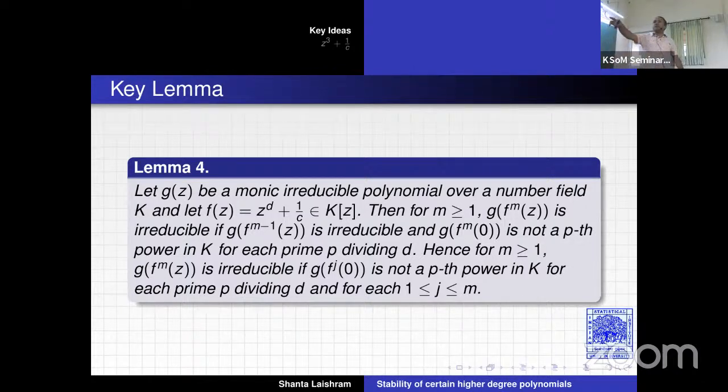So this is irreducible if the previous iterate is irreducible, and not only that, G of F^m_0 is not a P power in K for every prime P dividing T. So this is a key lemma which connects this problem also with the generalized Fermat equation. Hence in particular, for m bigger than or equal to 1, G of F^m_g is irreducible if G of F^j_0 is not a P power in K for every prime P dividing d, and where j lies between 1 and m. So this is one of the key lemmas which we did for this group.